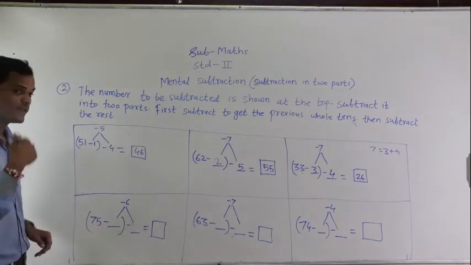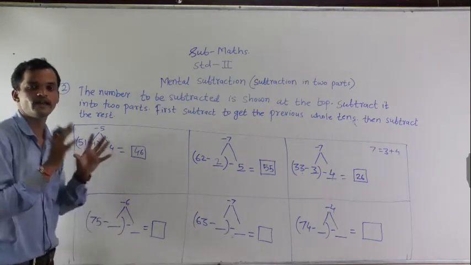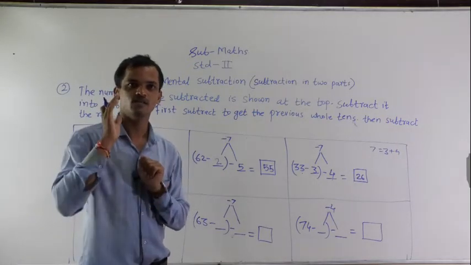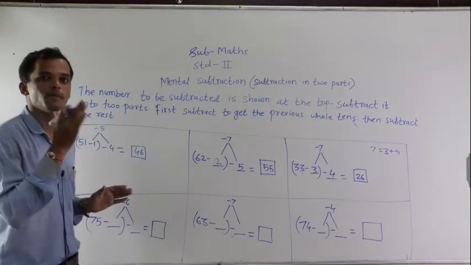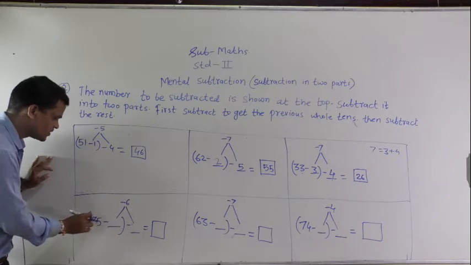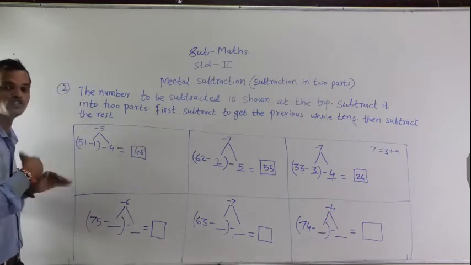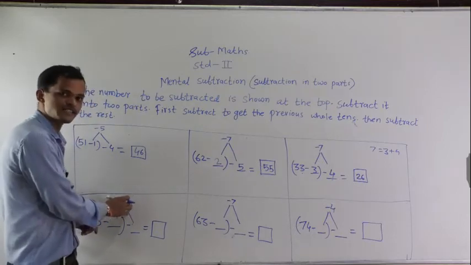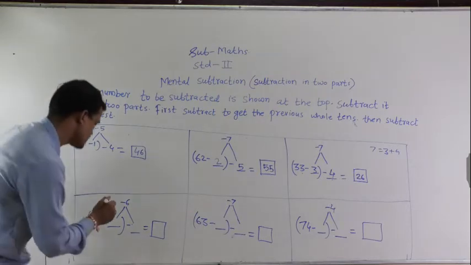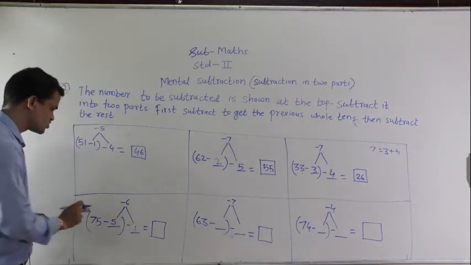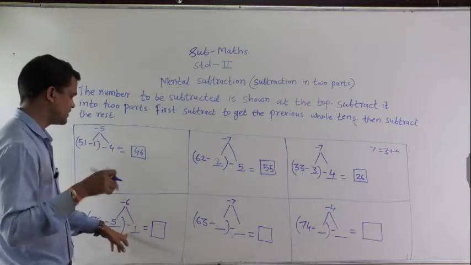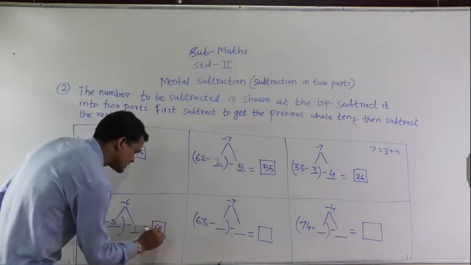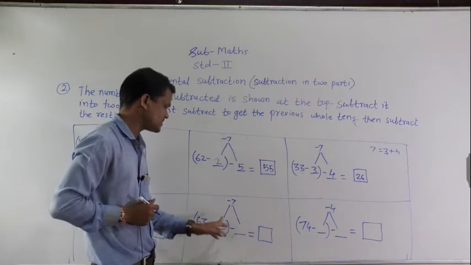Here 75 minus 6. The number that is given at the top, you have to subtract from the given number, but divide that 6 into two parts. When you subtract the first part, you will get the previous whole tens. Here the previous whole ten of 75 is 70. So which number should be subtracted from 75 to get 70? That is 5. So divide this 6 into two parts, 5 plus 1. Here write 5 and here write 1. So 75 minus 5, 70, and then subtract the rest of the part, that is 1. So 70 minus 1, 69.